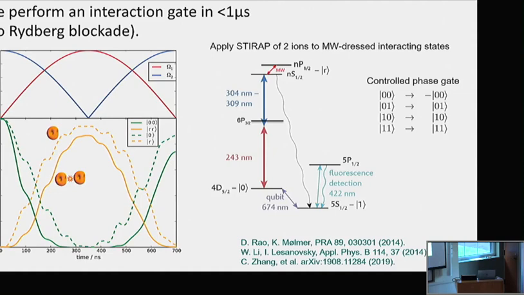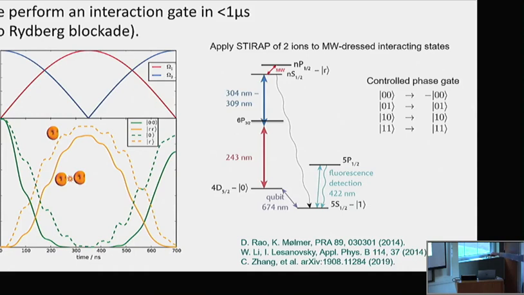What we did is more or less the proposal from Klaus Mølmer from 2014, applying a STIRAP to the Rydberg state so that both of these ions get excited. It's now combined with this microwave dressing of trapped ions, which was proposed by Jäger. So we apply STIRAP up and STIRAP down on both of these ions at the same time. Both of these ions can get excited to a Rydberg state.